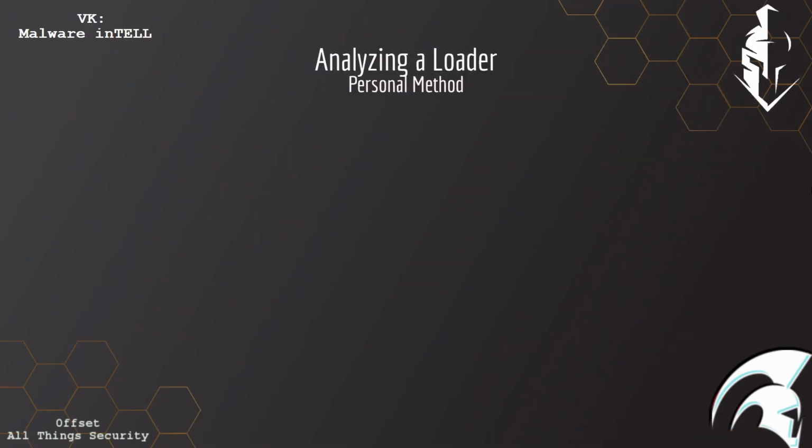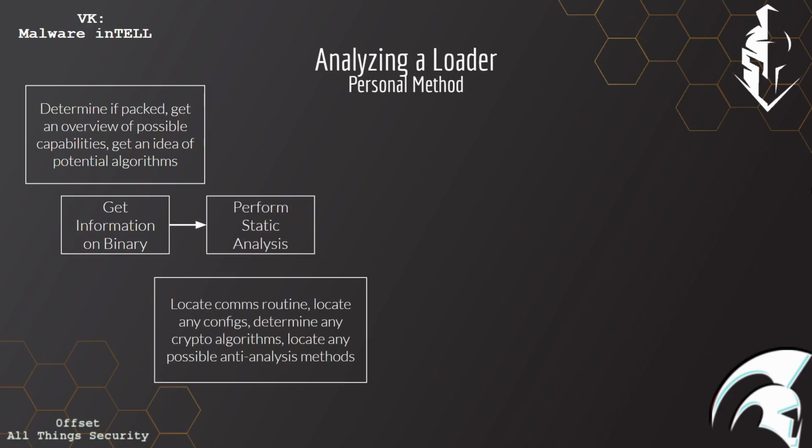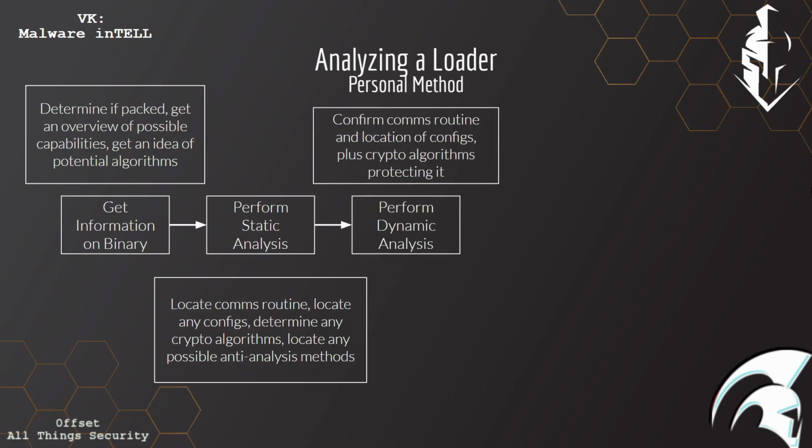Now we're going to cover a personal method that I used when it comes to analyzing a loader and writing emulation scripts and everything for it. To start off with, we've got to get information on the binary. We determine if it's packed, we get an overview of possible capabilities and get an idea of possible algorithms inside of it. From there we perform basic static analysis, so we locate the communications routine, locate any configurations if we can find hard-coded values, determine any crypto algorithms, and locate any possible anti-analysis methods. From there we perform dynamic analysis, and this is done to confirm where the communication routines are, as well as the location of the configs plus crypto algorithms protecting it.